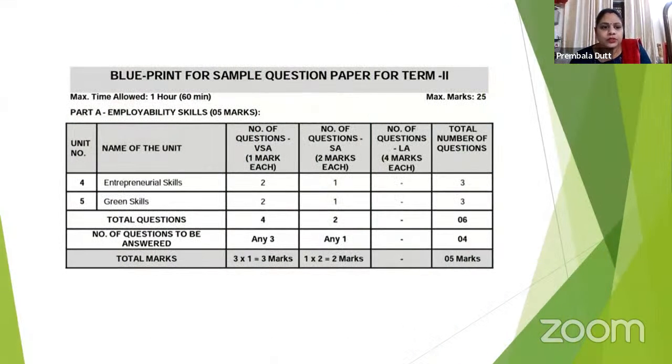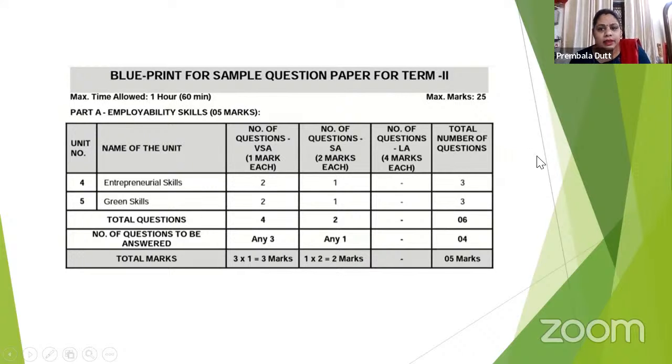In the blueprint which is shared, you could see VSA means very short answers, SA is short answers, and LA is long answers. If I talk about entrepreneurial skills, you could see a very short answer from this topic will be of 2 marks, and a short answer will be for 1 mark. So total 2 plus 1, and the number of questions you could see here would be 3.